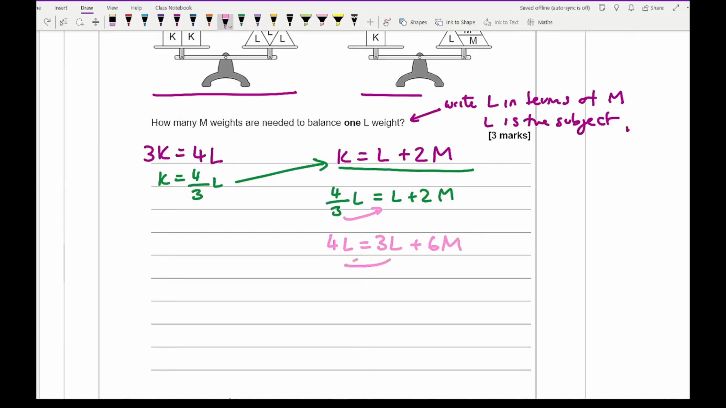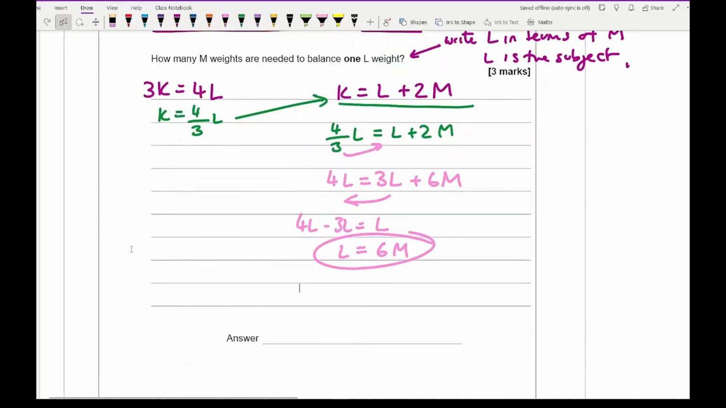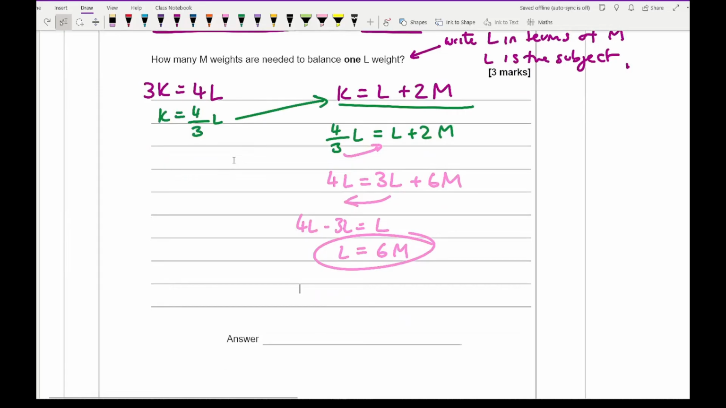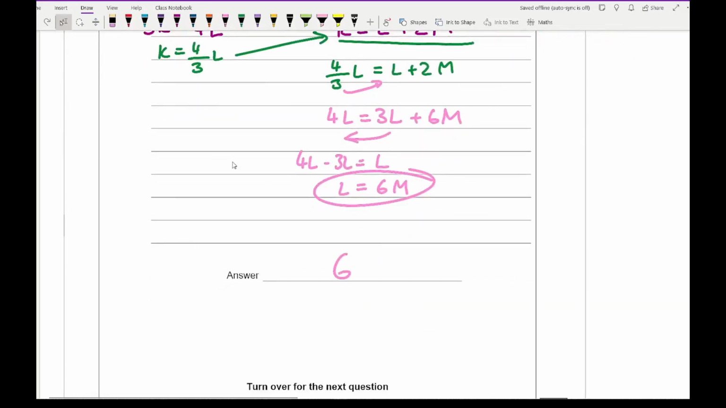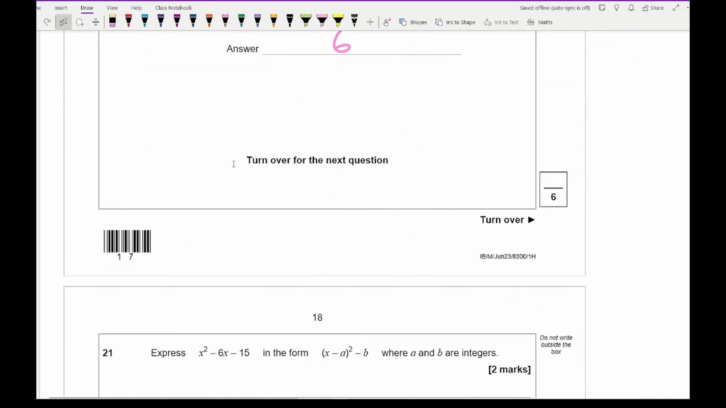Then if I take the 3L over to the other side, now remember we're not multiplying, I just take it away. So 4L minus 3L is just 1L, and so L equals 6M, and there is my final answer. The question is, how many M weights are needed to balance one L weight? And the answer is going to be 6.